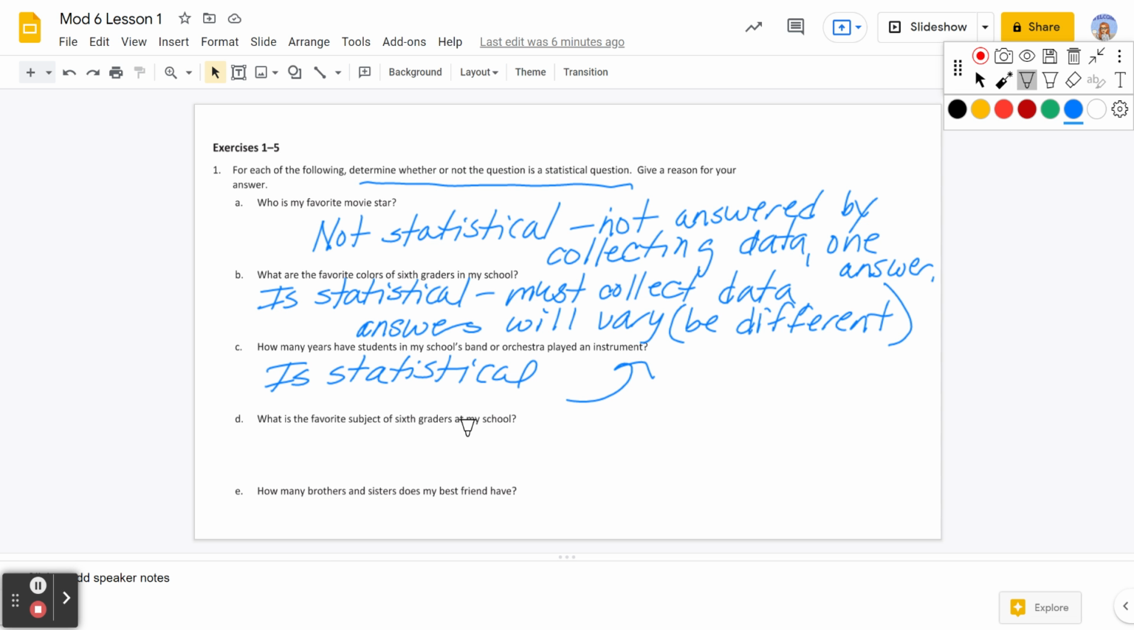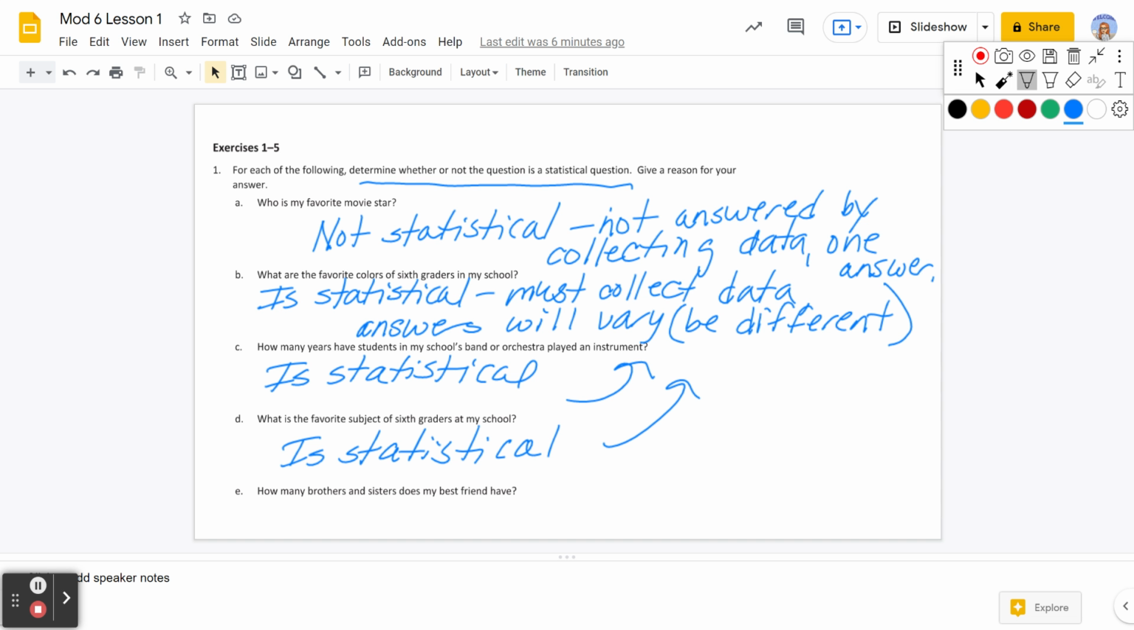What is the favorite subject of sixth graders in my school? Again, this one is statistical. I know I'm spelling wrong here. Hold on, let me erase. I'm going too fast because I'm trying to get this done and I'm making mistakes. Is statistical. And again, all the same reasons.